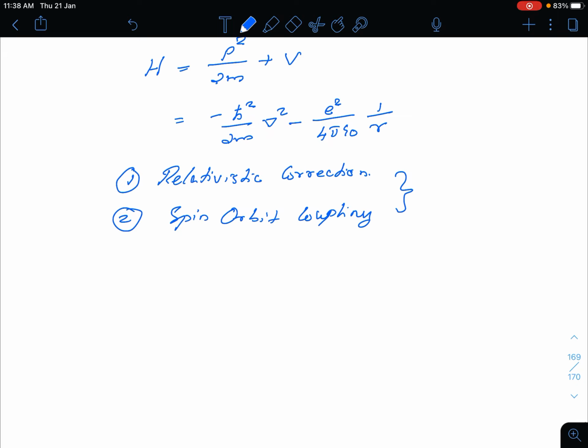So all these energy corrections are of the order of powers of alpha, which is e square by 4 pi epsilon 0 h cross c. This is a constant, and its value is almost 1 by 137. So this is called the fine structure constant. It is a very important constant as far as physics is concerned, because almost all of these things are constants. So the ratio is 1 by 137, and it's called the fine structure constant.